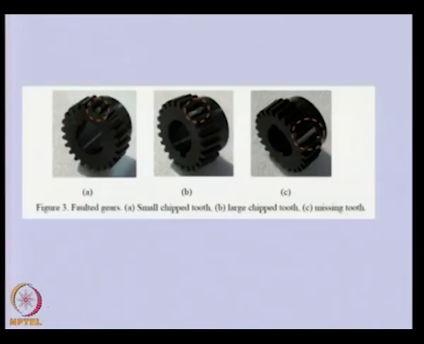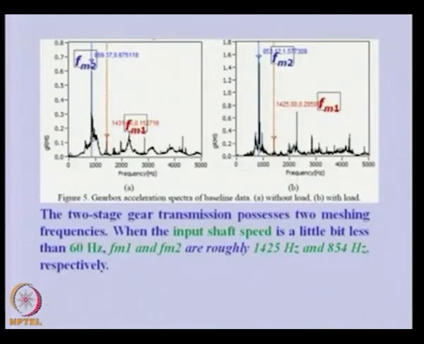These are the various gears and especially the faults. You can see in the first one a small chipped tooth, where a small tooth has been chipped off. This is a large chipped tooth that has been removed, and another one in which the whole tooth has been removed. So there are three levels of fault, all related to the tooth of the gear. This is a typical signal, the gearbox acceleration spectra of baseline data. First is without load and the second one is with load.